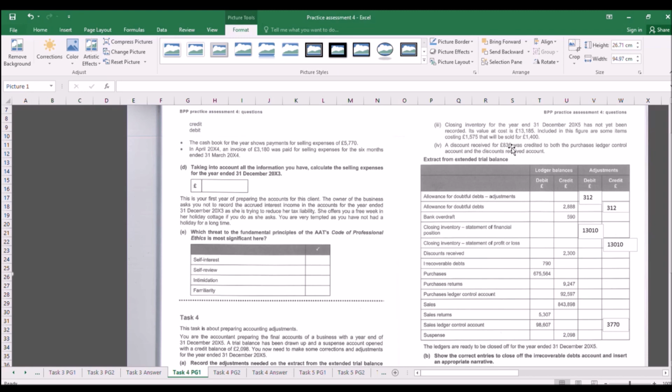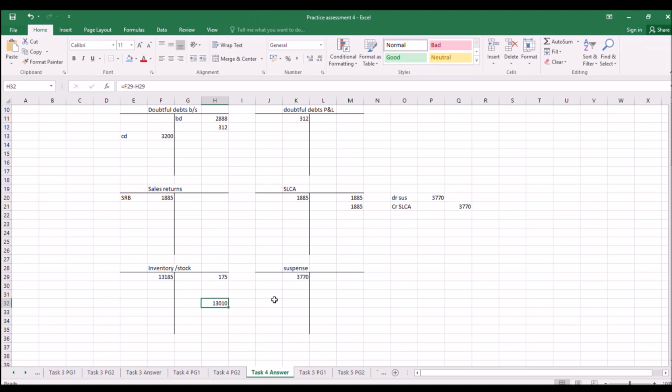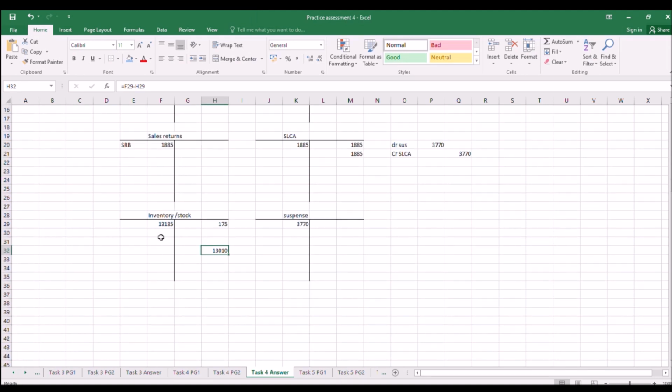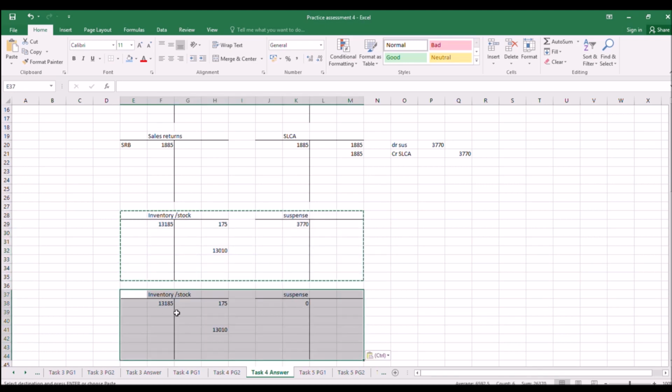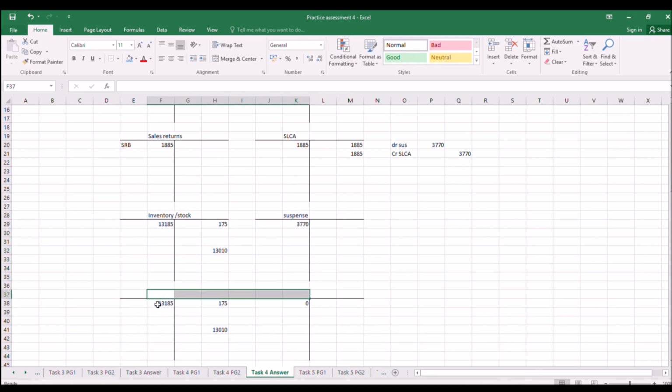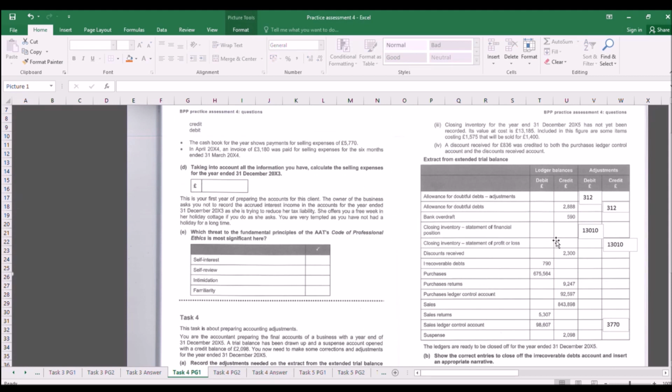A discount received has been credited to both the purchase ledger control account and the discounts received account. So let's go here now. Let's set out some more T accounts. Now, if you're in an exam and you're not getting enough paper, they only give you a couple of sheets, immediately put your hand up and get more paper for your workings. If this is continually the case with your invigilators, complain to your tutor. Right, so discounts received.